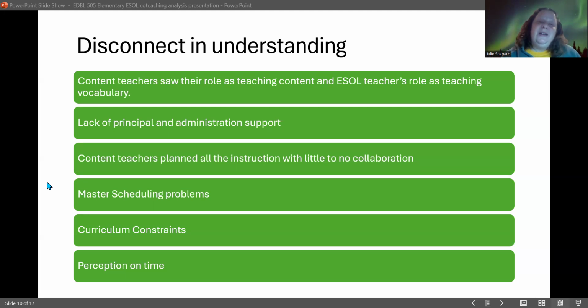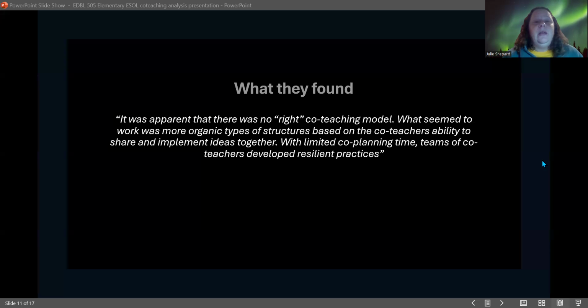The curriculum constraints, that's the curriculum that all the teachers are required to use. And they have to do it. And if it's not in there, and they don't have time for it, then that's what it is. And then perception on time. That's a real big one, whether or not there's enough time to do the proper collaboration in order to make co-teaching work the way it needs to.